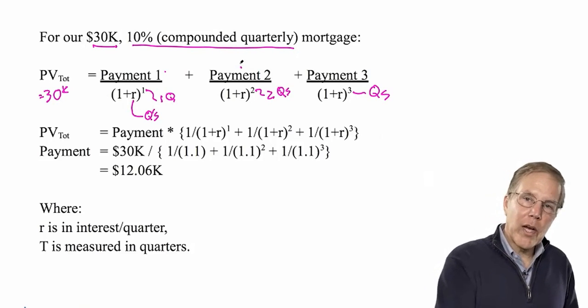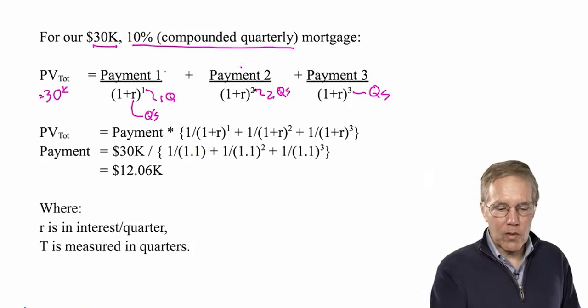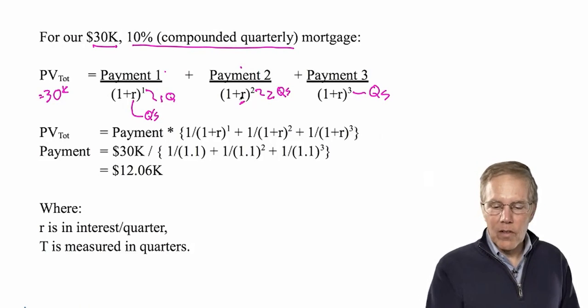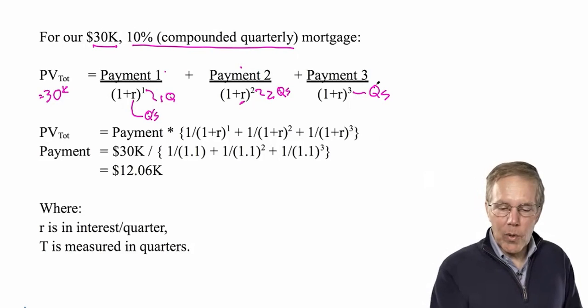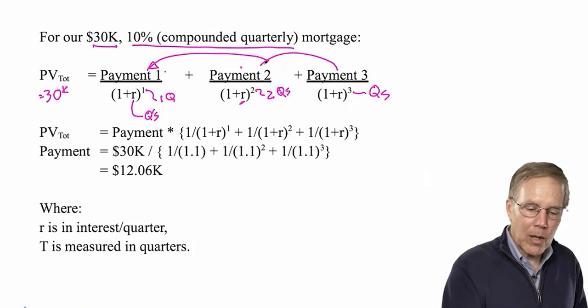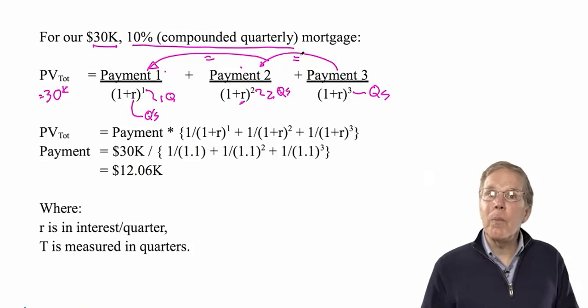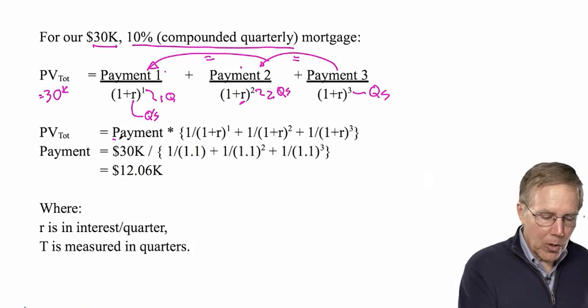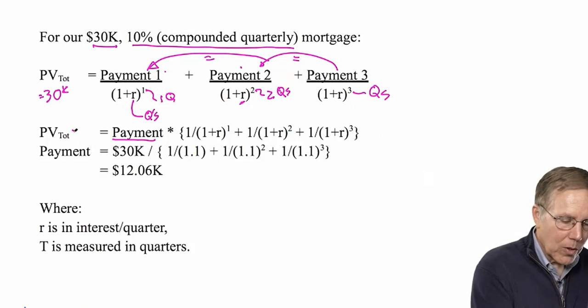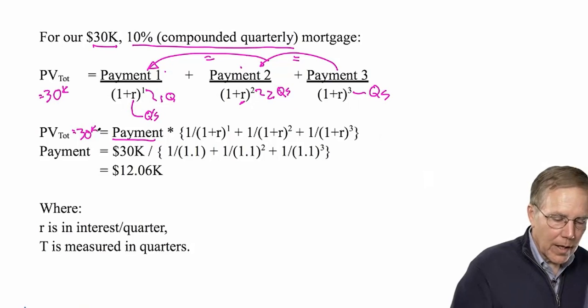It's going to be discounted back by what? 2 quarters now. So that's why we have 2 in the exponent, and we've got to remember we have quarterly compounding in R. Similarly for payment 3. So we want to note that we said by definition all these payments are equal. Okay, so we can simplify a little bit. We can pull payment out, okay, and this is still equal to 30K, all right?